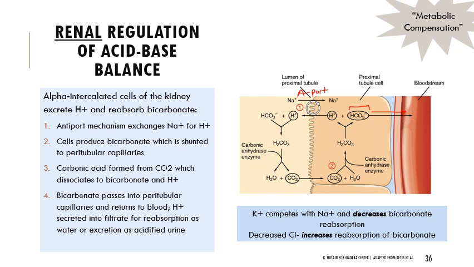Carbonic acid is formed, so we see that here and here. Carbonic acid is formed from carbon dioxide, which dissociates into bicarbonate and proton, and that bicarbonate passes into peritubular capillaries and returns to blood. Protons are secreted. This is the lumen of the proximal tubule, so they stay over here. So there are lots of protons in there, and they get both secreted into filtrate and then also excreted as acidified urine.